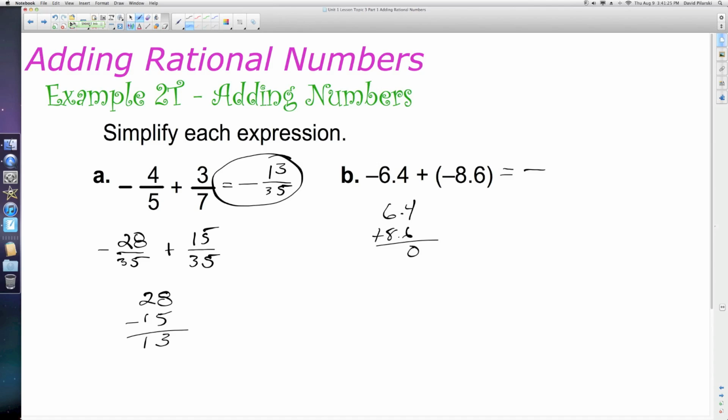4 plus 6 is 10, carry the 1. 8 and 6 is 14, plus 1 is 15. So our answer here, the number part is 15.0, and the sign is negative, so the final answer here would be negative 15.0. It's important to follow the rules when adding rational numbers or signed numbers by hand.